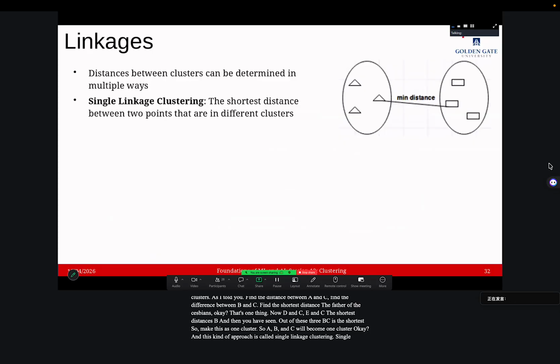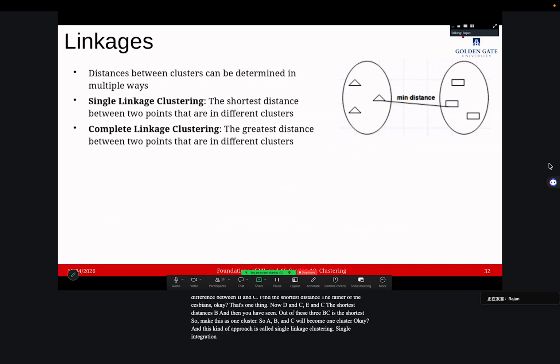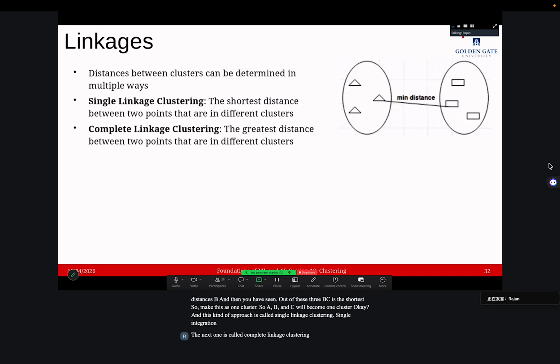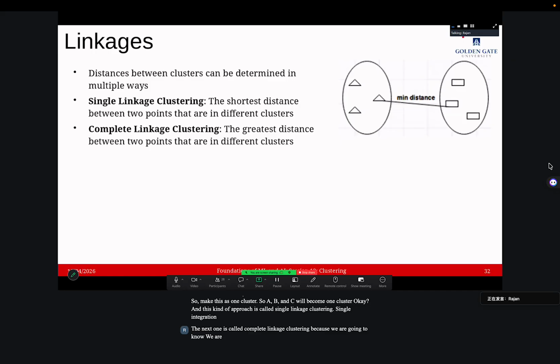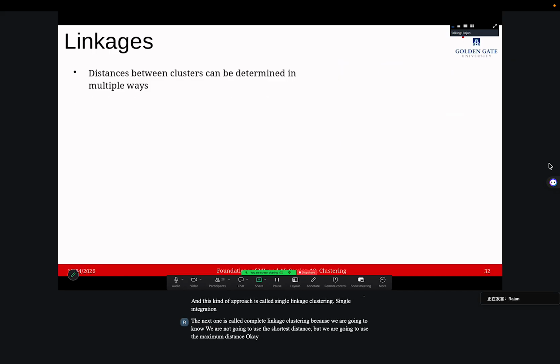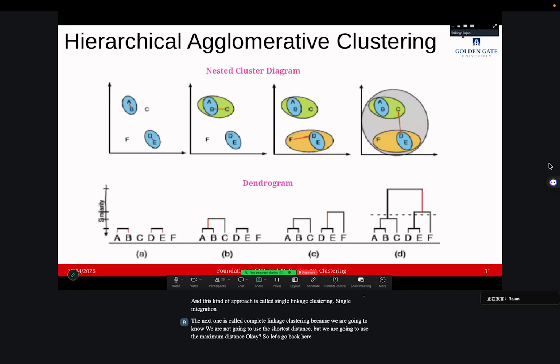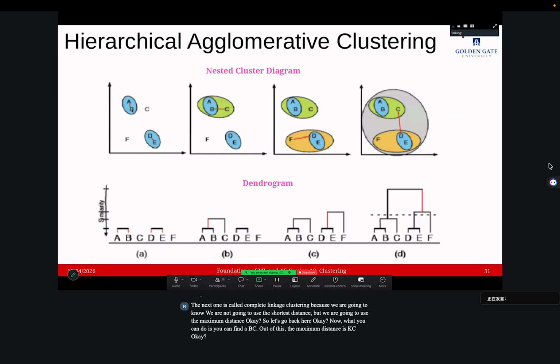This kind of approach is called single linkage clustering. The next one is called complete linkage clustering, because we are not going to use the shortest distance, but the maximum distance. So let's go back here. Now you find A, C and B, C. Out of these, the maximum distance is AC. Then D, C and E, C. Out of this, the maximum distance is EC. Then F and C.